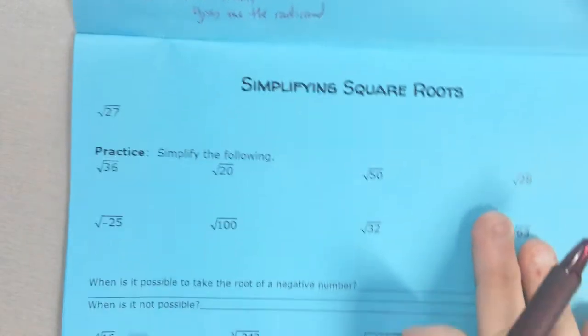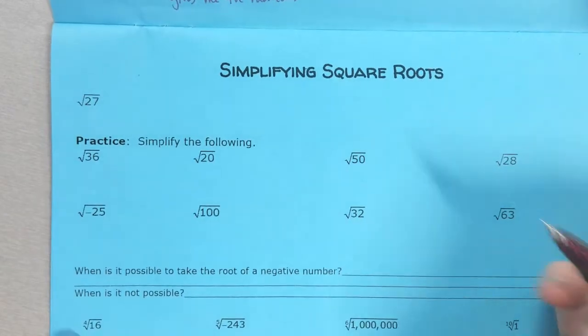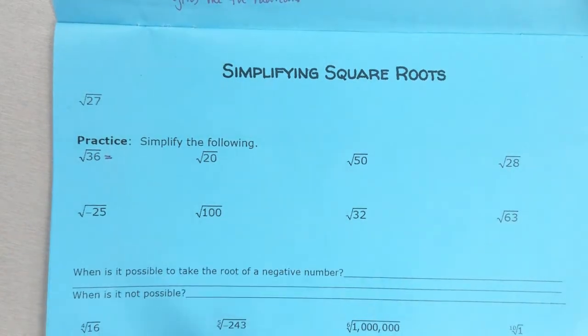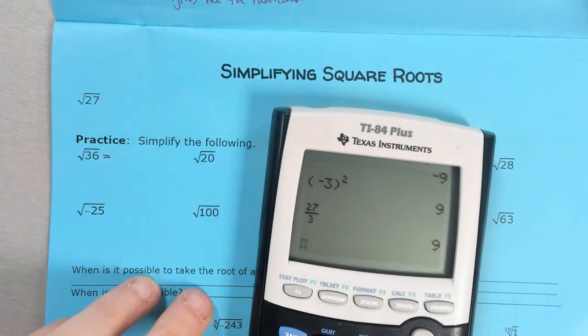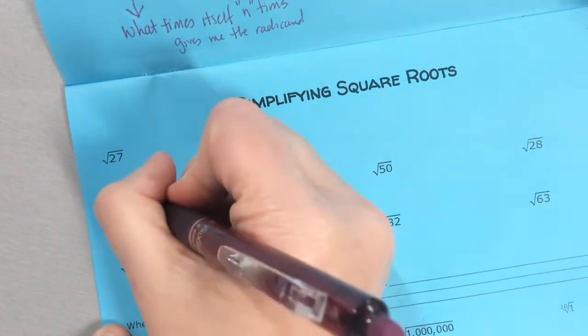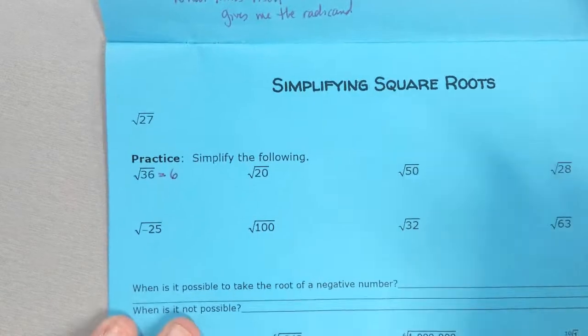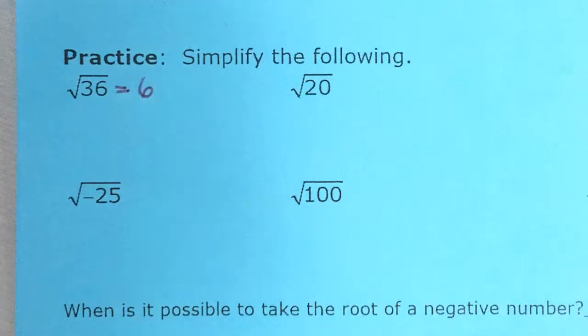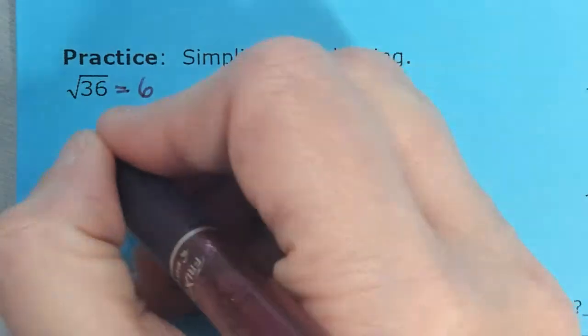So what does that mean? Well, let's look at a couple easy ones first. Okay, the square root of 36. If I put the square root of 36 in my calculator, I get 6. So the square root of 36 is 6. But from a procedure standpoint, when we're actually simplifying square roots, here's why the square root of 36 is 6.